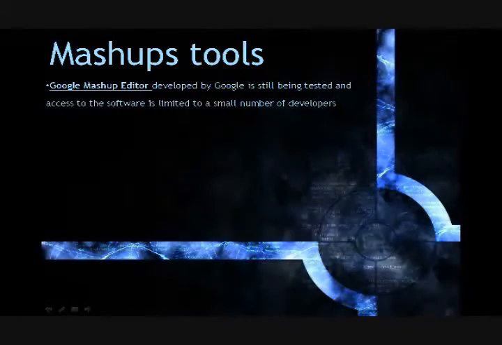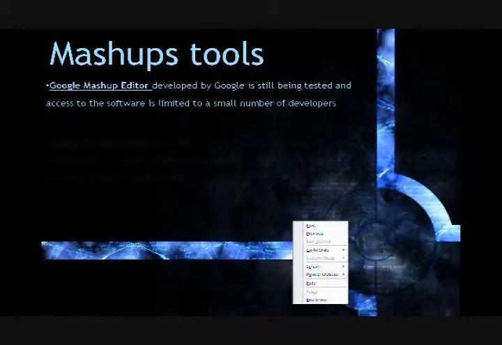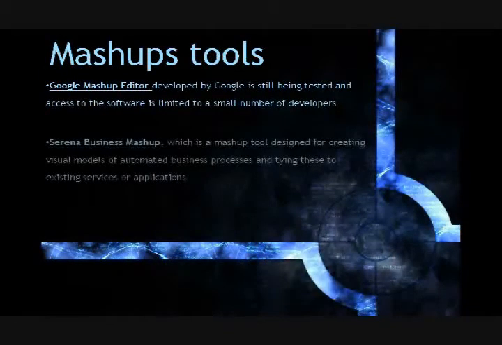Now let's see some more tools. Let's consider Google Mashup Editor. Google Mashup Editor was developed by Google, is still being tested, and access to the software is limited to a small number of developers. It allows the creation of mashups using popular technologies such as HTML, JavaScript, CSS, and XML. Google Mashup Editor is now not available for the developers. I know that is something sad to hear, but they are planning to release it again.